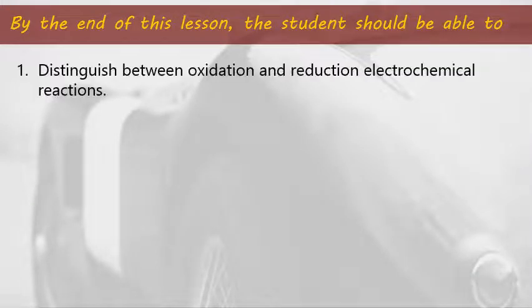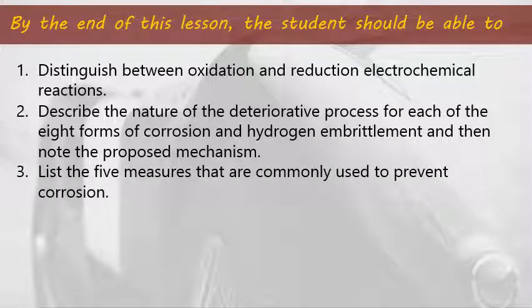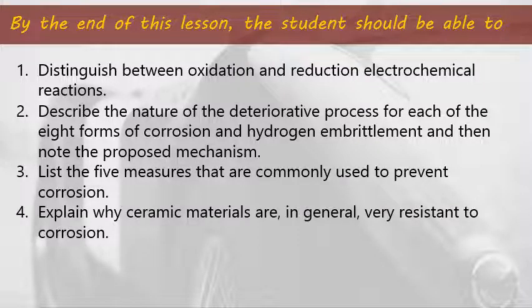Thus, by the end of this lesson, you should be able to distinguish between oxidation and reduction electrochemical reactions, describe the nature of the deteriorative process for each of the 8 forms of corrosion and hydrogen embrittlement, and denote the proposed mechanism. List 5 measures that are commonly used to prevent corrosion.